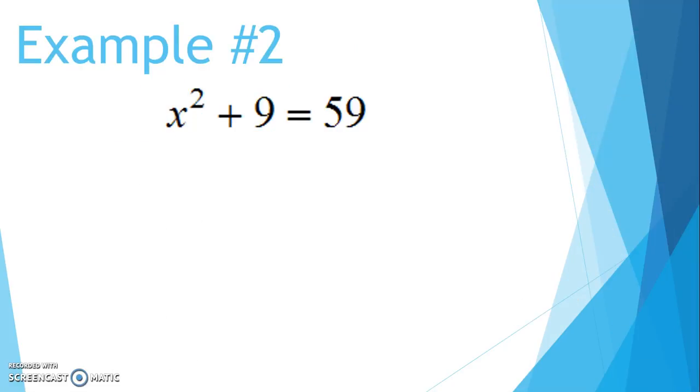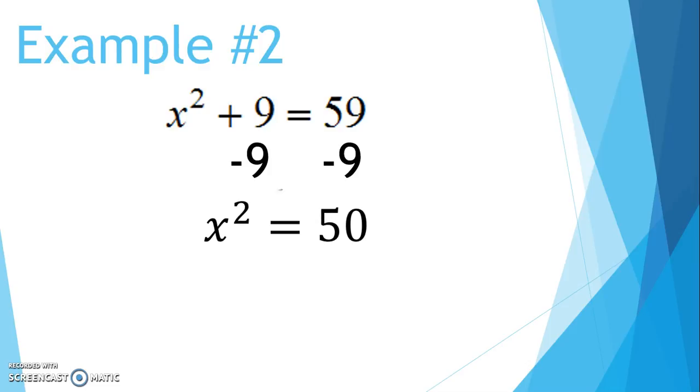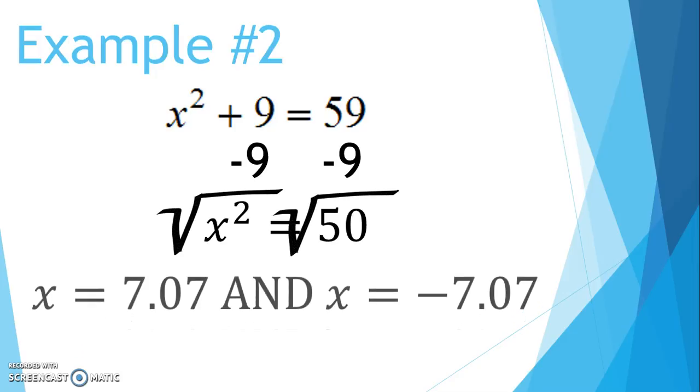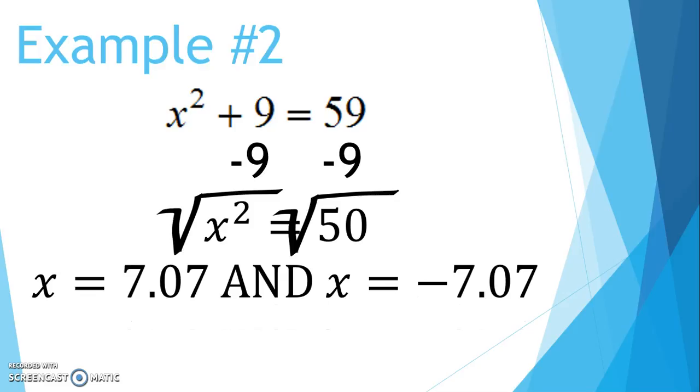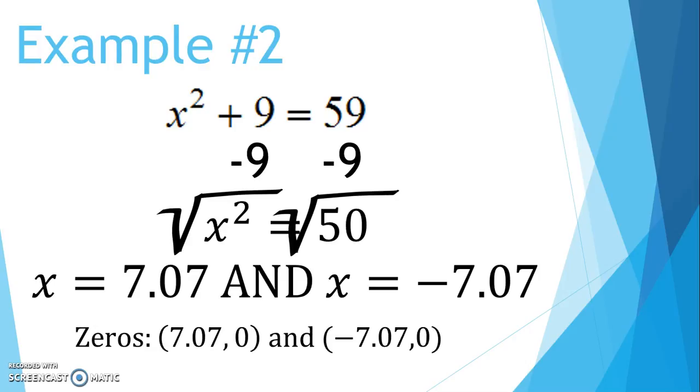Here's another example. X squared plus 9 is equal to 59. Here we want to get rid of, just like if that were just an x, we would get rid of the 9 first. We're going to do that here as well by subtracting 9 from both sides. We're left with x squared equals 50. Remember, to undo a square, you have to take the square root. So we're going to square root both sides. That leaves us with an x on the left, but on the right, we get 7.07, and don't forget the negative of it, negative 7.07. So our zeros would be 7.07, 0 and negative 7.07, 0.